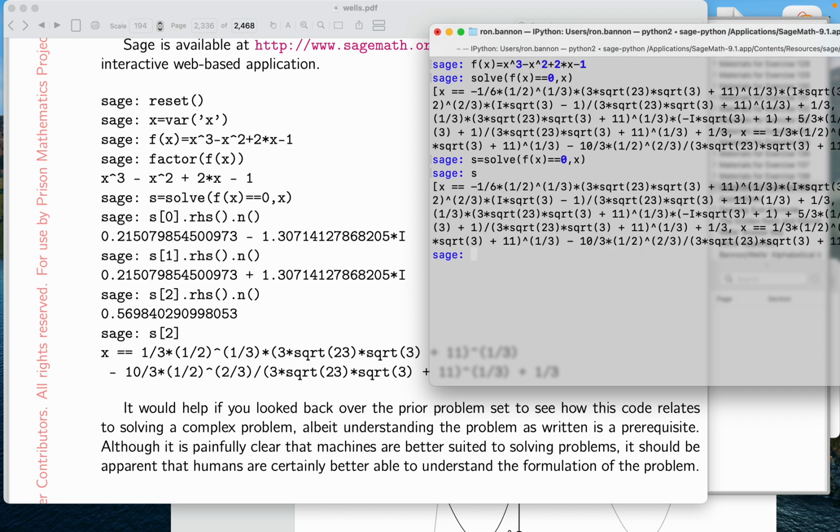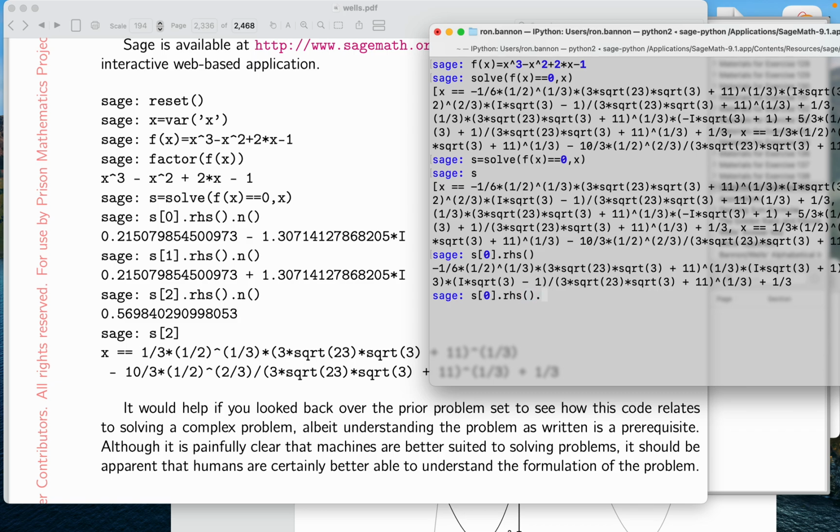Same thing. So when I type in S with this notation over here, what I'm saying is the first entry. Now, Sage counts from 0. And then I'm going to do right-hand side. We've seen this before in the code base, by the way. And I'm just going to hit enter, and I get that crazy-looking number over there. Now, if you want to approximate it, just put n and approximate it. That's a complex number.